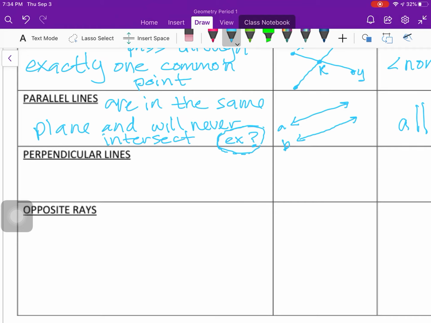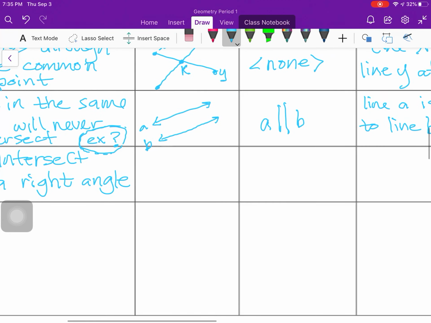So opposite of parallel is perpendicular lines. So the definition of perpendicular is they intersect to form a right angle. Oh, if I could spell, maybe. I'm not a spelling teacher. Intersect to form a right angle. You remember what a right angle is? What degree is a right angle?